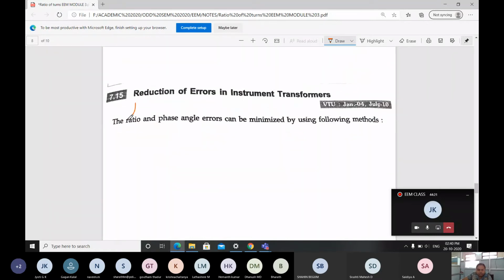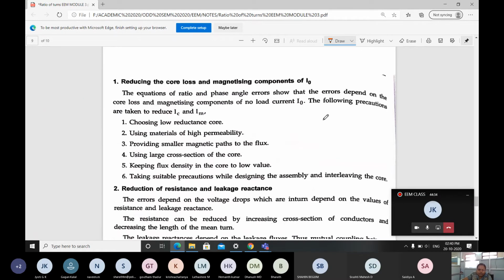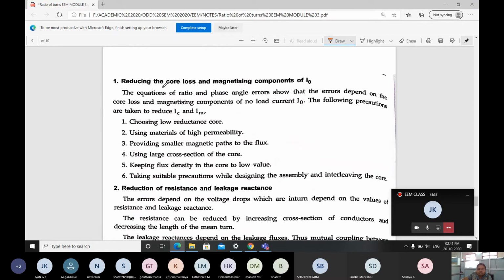Next, this is important. It may be asked for 5 to 6 marks. That is the reduction of errors in instrument transformers. The first one is reducing the core loss and magnetizing components of I naught. We know the errors occur due to the core loss and the magnetization. If we reduce those, we can reduce the errors occurring due to them.